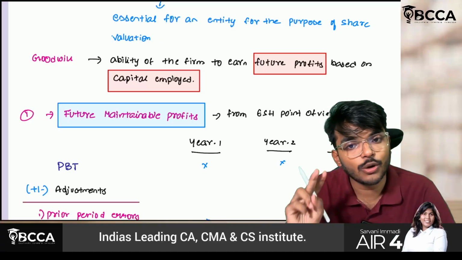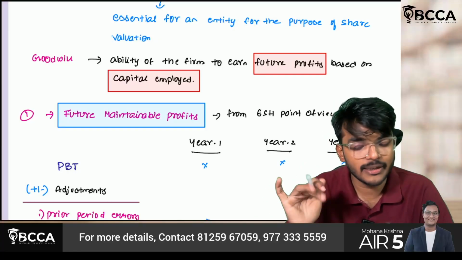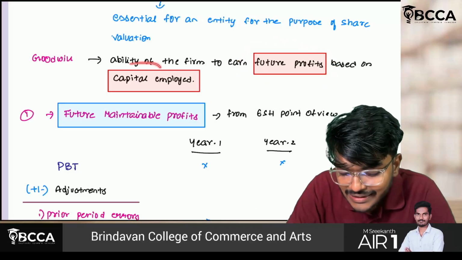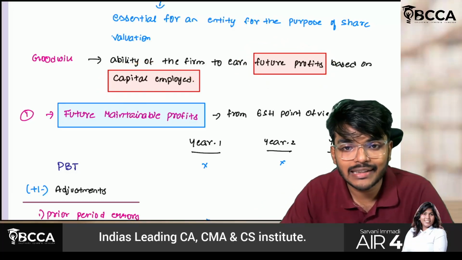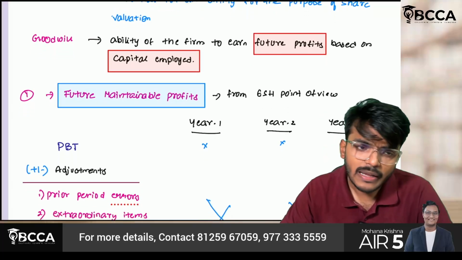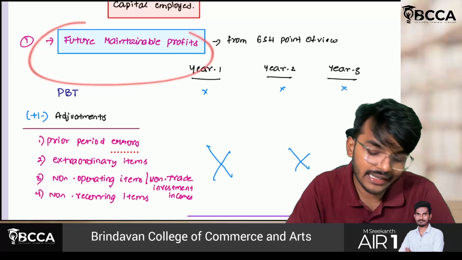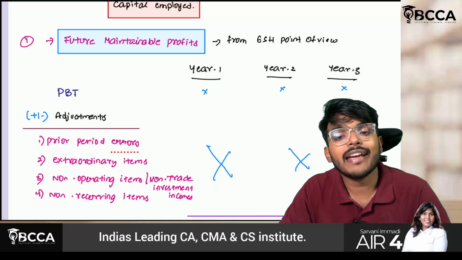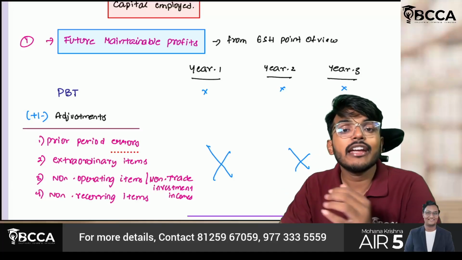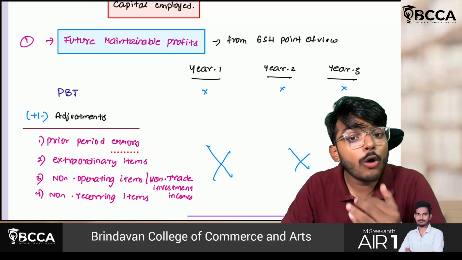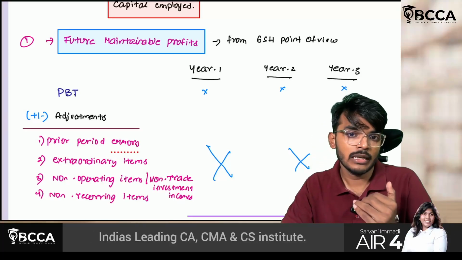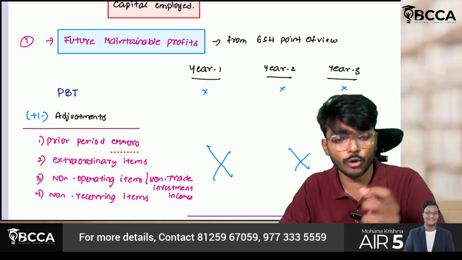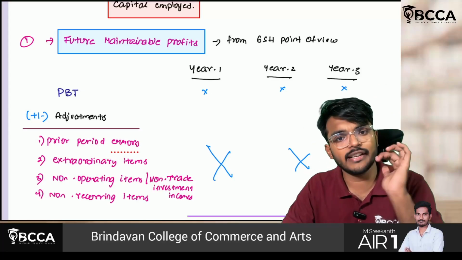We have to understand only two things to get the goodwill valuation. First, you should know how to calculate the future profits, and second, you have to understand how to calculate the capital employed. First we understood how to calculate the future maintainable profits. What I have said is, based on the past years' profits, we have to make an estimate of how our future profits will be. Based on that future profits estimate, we will be calculating the goodwill value. I hope this point is pretty clear.